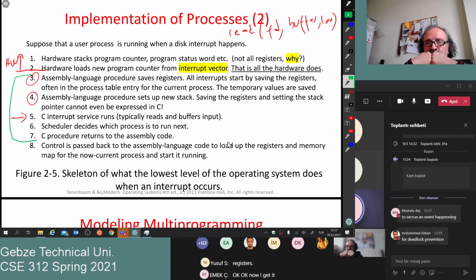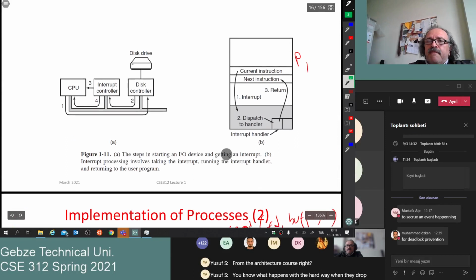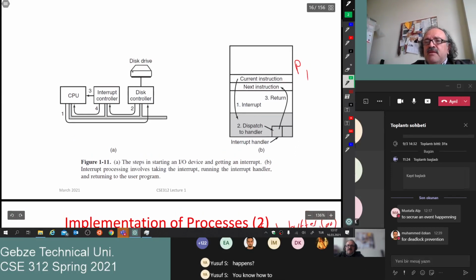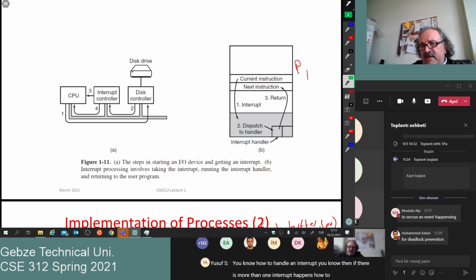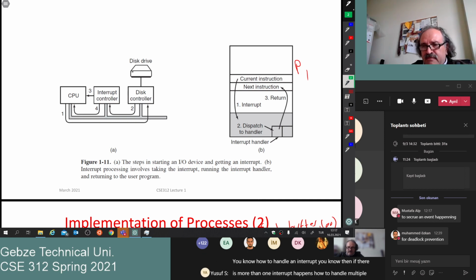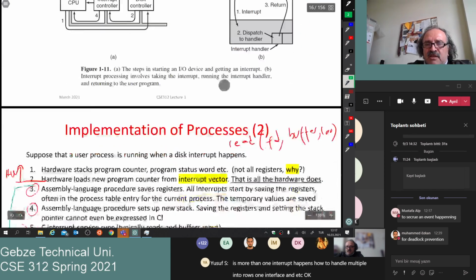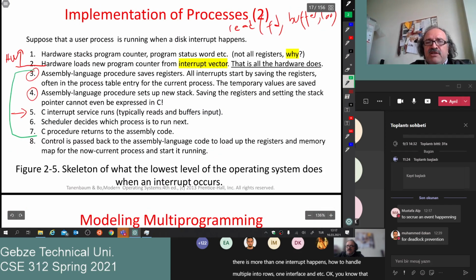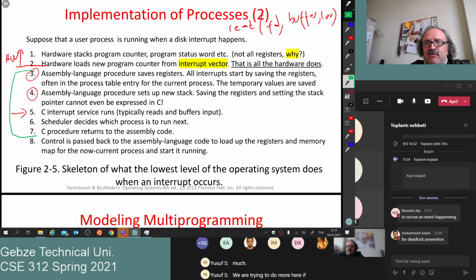Okay. So hardware is something that you learned last semester in the architecture course, right? You know what happens with the hardware when an interrupt happens. You know how to handle an interrupt. You know how to handle multiple interrupts, when one interrupt waits, etc. You know that much. We are trying to do more here. If hardware does that kind of stuff, how am I going to run the rest? So the rest of it is handled by the operating system.